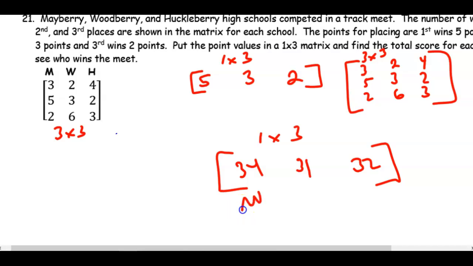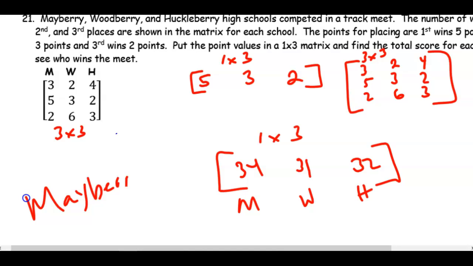So remember, oops, I almost did that wrong. We have Mayberry, Woodbury, and Huckleberry. So it said, who wins the meet? Well, 34 is the highest score. So Mayberry wins with the score of 34.